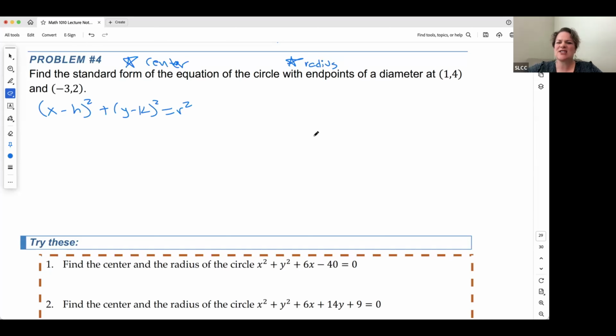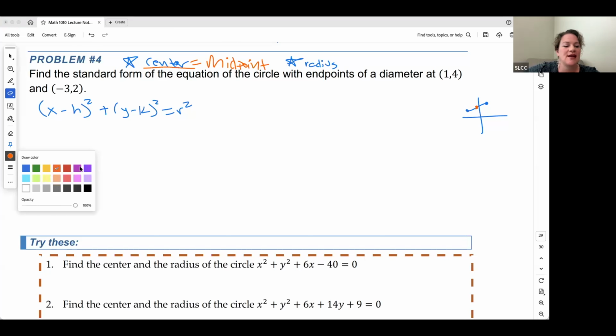What should I do? Let's draw a picture so we can think about it a little bit. If I have (1, 4) and (-3, 2), this is the diameter of my circle. The diameter goes right through the middle. That middle of the diameter is the center point. If I have a segment and I want the point right in the middle, that's called the midpoint. So we're going to use the midpoint formula to find the center. Awesome.